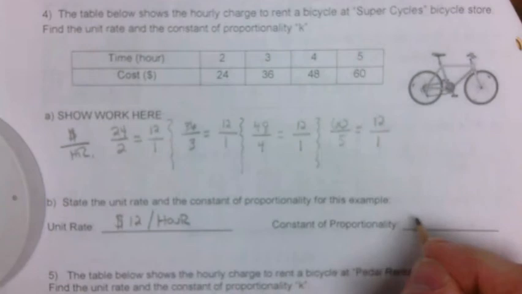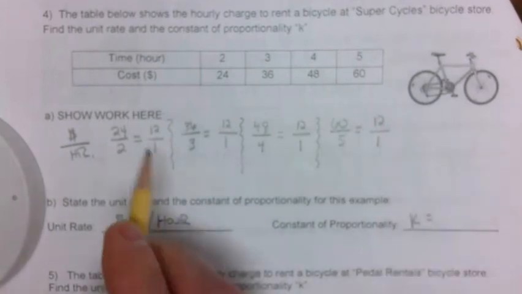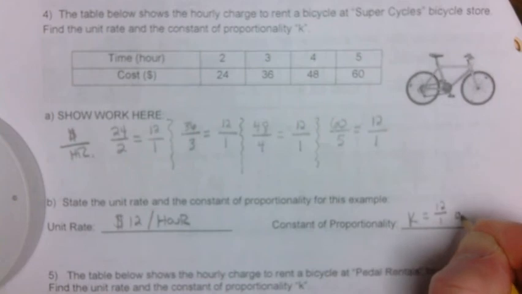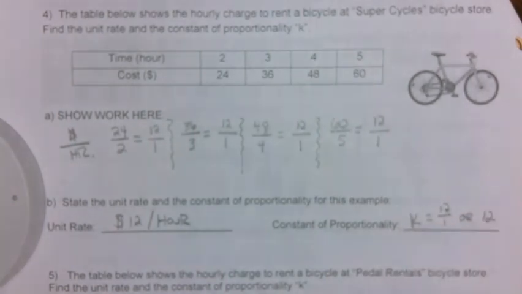The constant of proportionality K in this example, every time we simplified down to the unit rate, we got 12/1, or we can just call it 12.